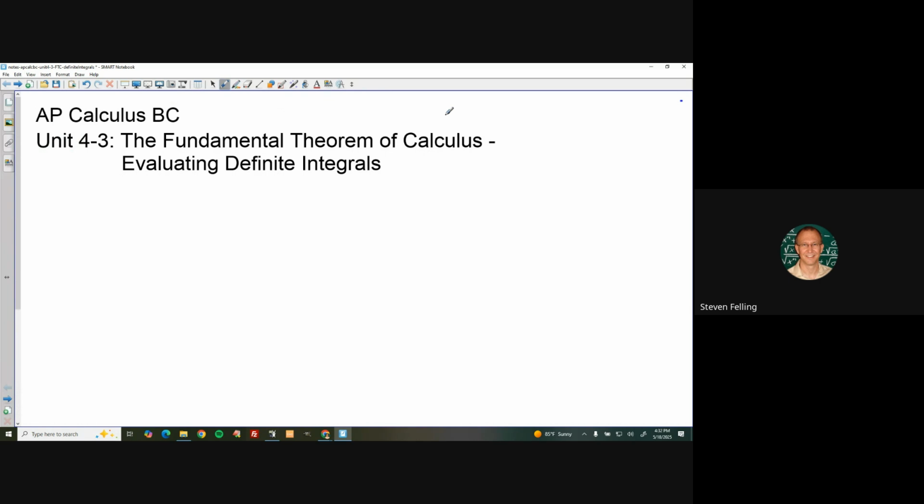This was discovered independently by two different mathematicians at roughly the same time, Isaac Newton and Gottfried Leibniz, and they both claimed credit for this and fought for credit for this for years. But we're going to just focus on how we can use this.